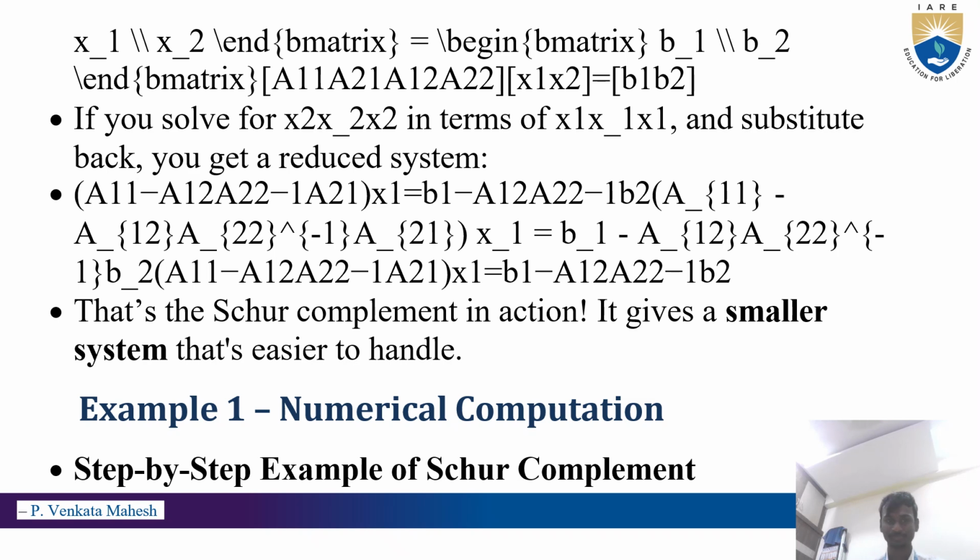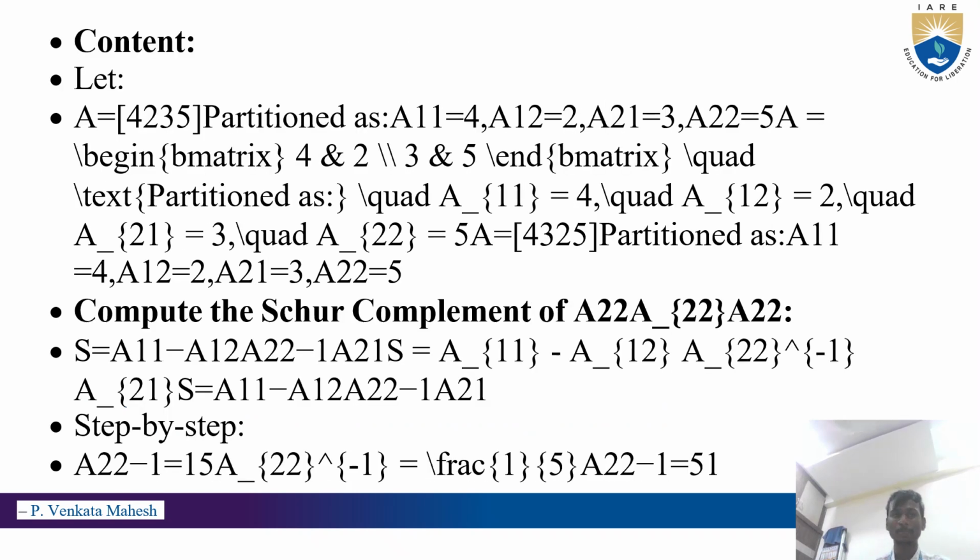Let's understand this with a small example and end today's session. I'm going to take a numerical example and explain it step by step. Suppose I have taken the matrix 4 2 3 5, partitioned into blocks. First row first element is 4, first row second element is 2, second row first element is 3, and second row second element is 5.